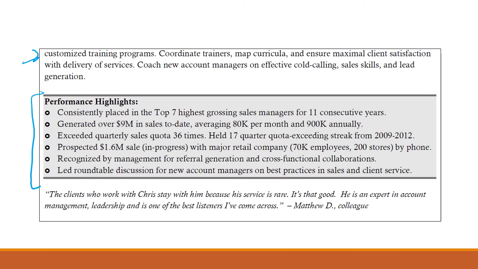It might sound a little confusing at first, but if you currently have a job, the description can be in present tense, and the accomplishments can be in past tense, because these are things that you've done. The description is things that you're still doing. And you just list what you are proud of. For example: Consistently placed in the top 7 highest grossing sales managers for 11 consecutive years. Okay, cool.